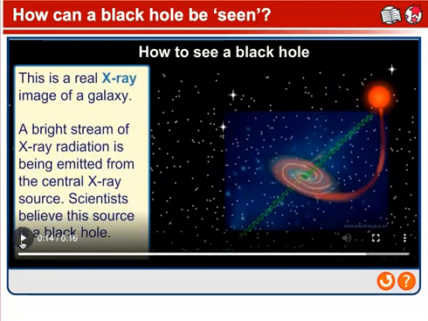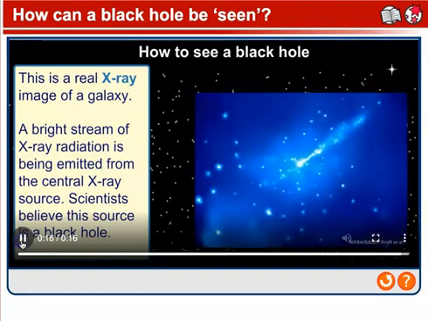This is a real X-ray image of a galaxy. A bright stream of X-ray radiation is being emitted from the central X-ray source. Scientists believe this source is a black hole.